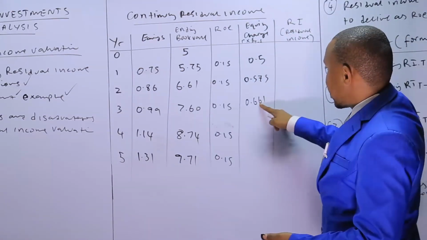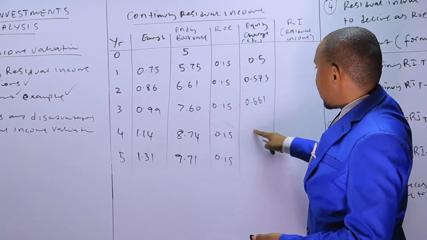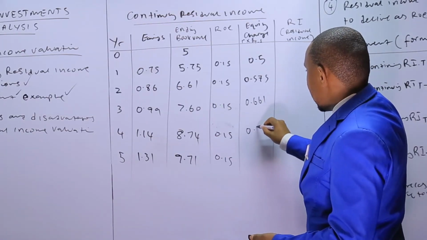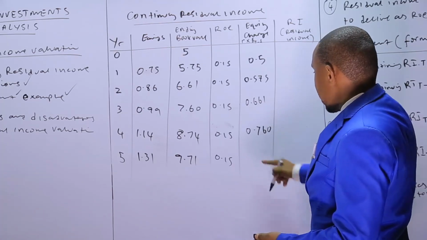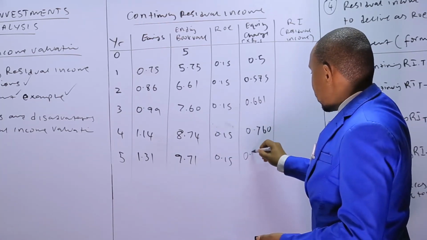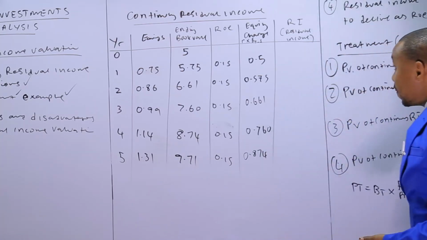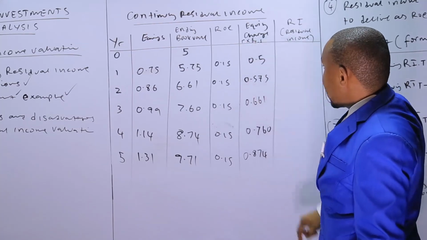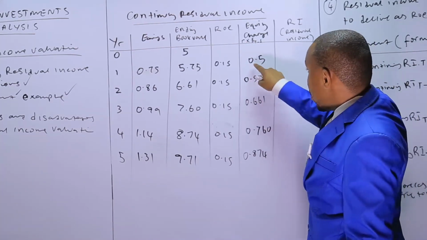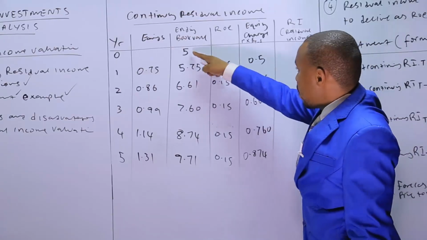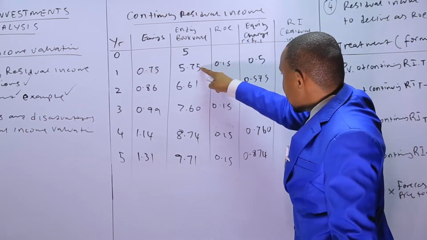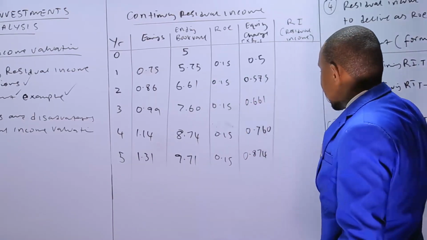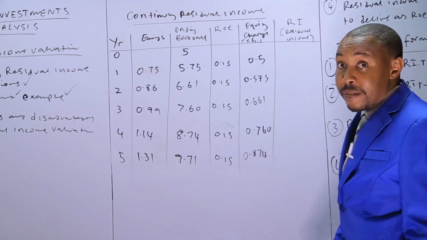We're just getting 10% of this value, 10% of this value, 10% of this value, like that. So here we're saying 0.760, and here 10% of that, 0.874. I repeat again. To get the equity charge, it is just the required return multiplied by the beginning book value. The beginning book value for year 1 is this value here. So 10% of this gives that. 10% of this, we put in year 2. 10% of this, we put in year 3, and so on and so forth until we get all of the equity charges up to year 5.